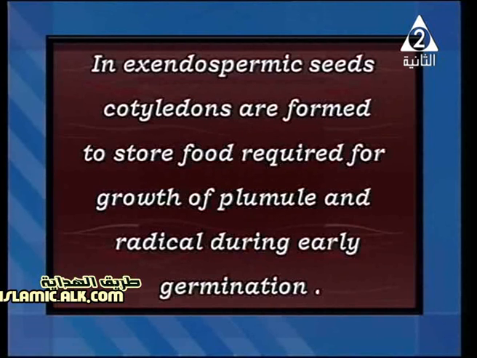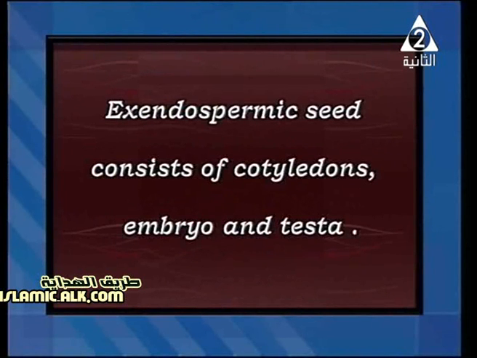In the case of ex-endospermic seeds, the cotyledons, I mean the two parts, the cotyledon being the main part, are formed to store food required for growth of the plumule and also the radicle during the early germination stages. And also the ex-endospermic seed consists of cotyledons, embryo, and testa. Remember, I'm going to discuss the testa with you right now. Again, ex-endospermic seed consists of what? How many parts? Cotyledons, the food-storing parts, the embryo itself, and the testa.